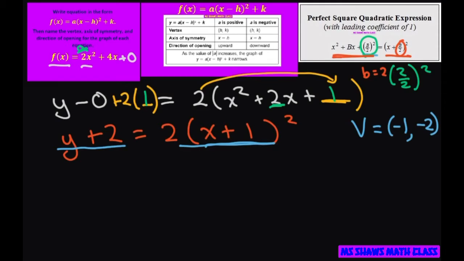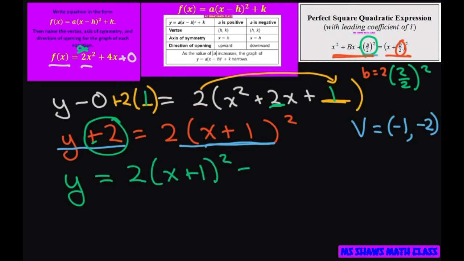Vertex form, however, means you're going to have to move this 2 back over. So we're going to subtract it from both sides. That's why sometimes you wonder why this one's negative and this one's the same. Well, it's because this really comes from it being the distance from y.